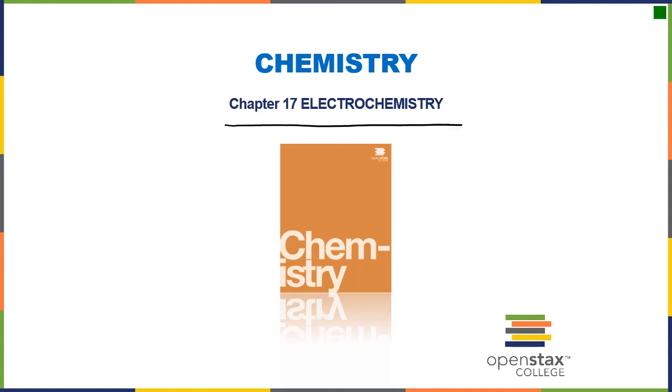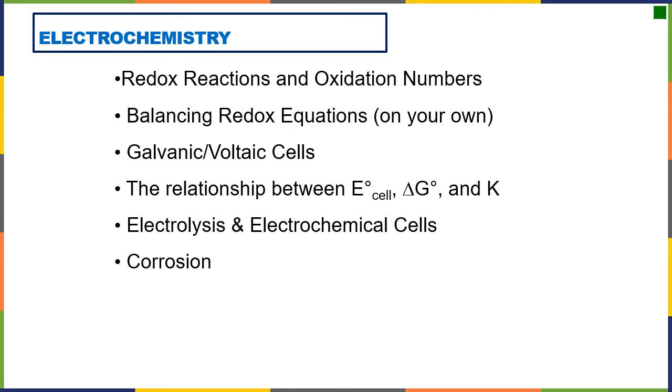So let's look at Chapter 17, Electrochemistry. In this chapter, we're going to review redox reactions. We're going to look a tiny bit at oxidation numbers, or change of oxidation states. In terms of balancing redox reactions, I'm going to let you do that on your own.